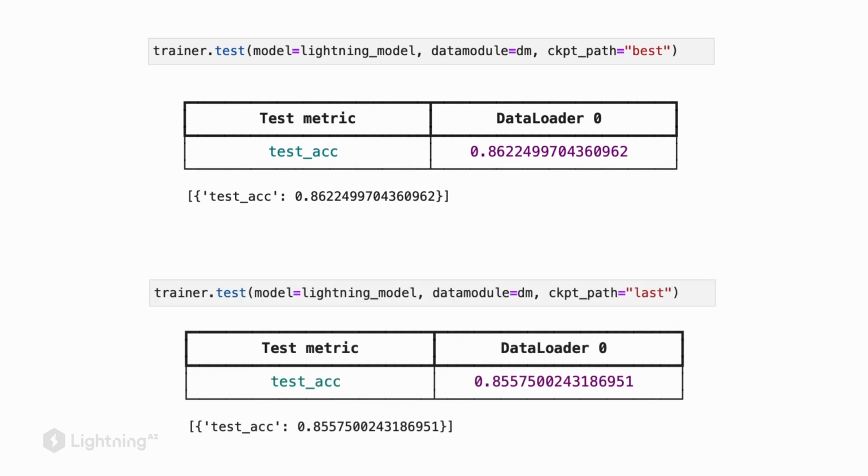And by the way, for reference, we can also evaluate the last model here by setting the checkpoint path to last. And as we can see here, the performance of the last model on the test dataset is slightly worse than the performance of the best model. Alright, so in this video we covered model checkpointing and early stopping in a nutshell. In the upcoming video we will see a coding example where we will use model checkpointing in action.